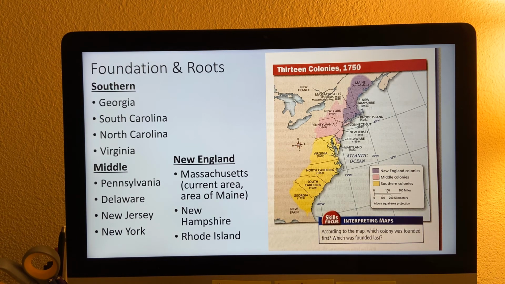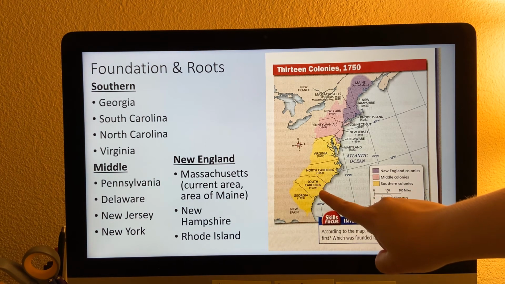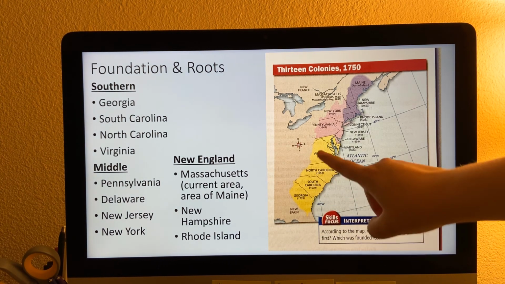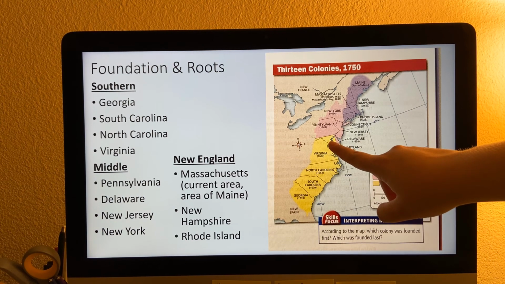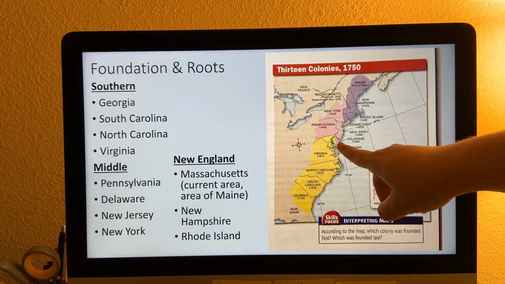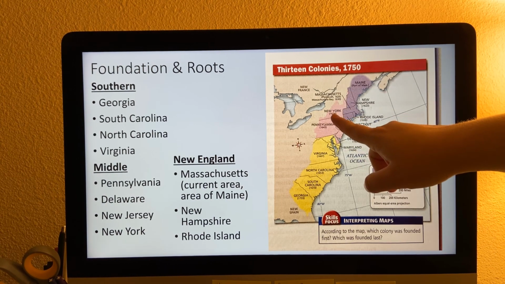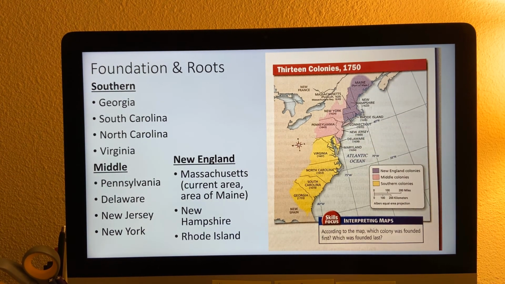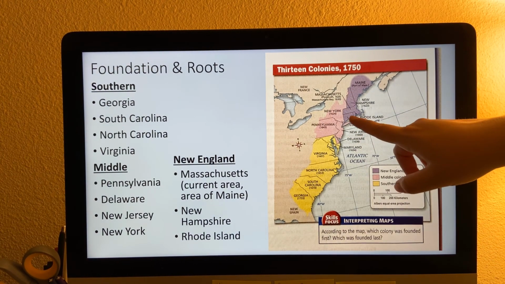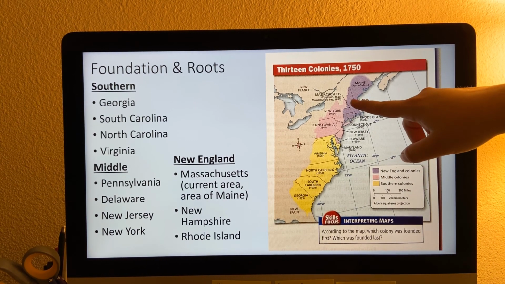Now, the southern colonies include Georgia, South Carolina, North Carolina, Virginia, and Maryland. The middle colonies include Delaware, Pennsylvania, New Jersey, and New York. The New England colonies include Connecticut, Rhode Island, Massachusetts, and New Hampshire.